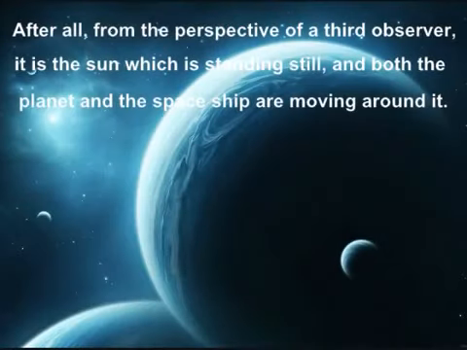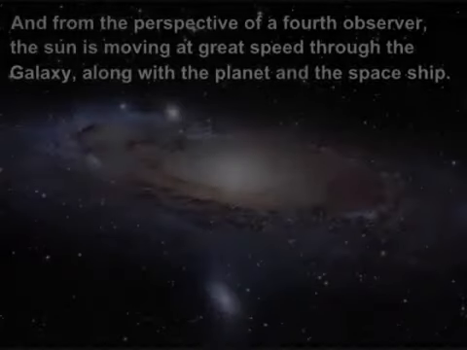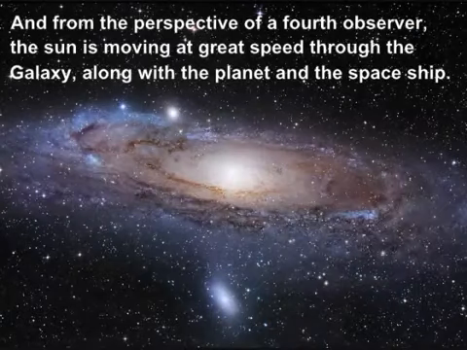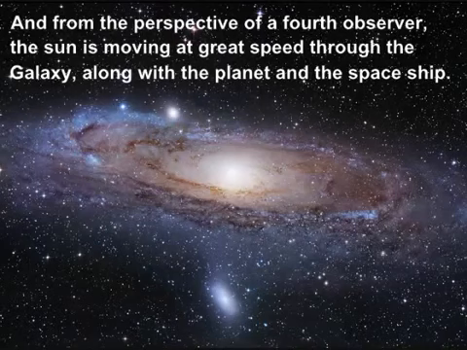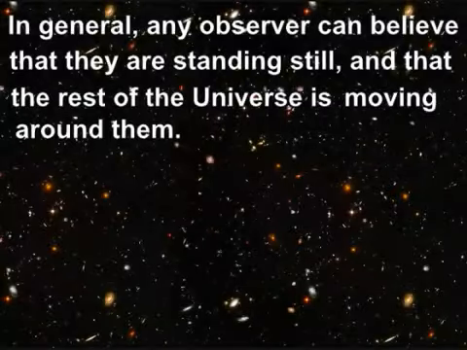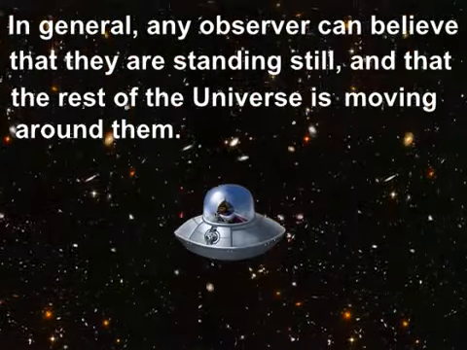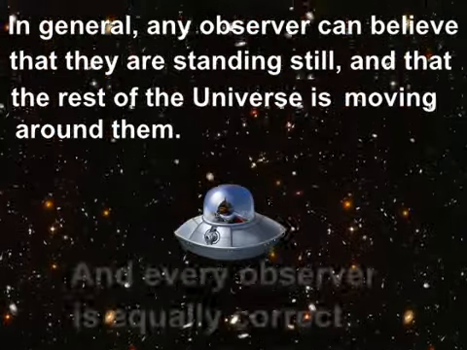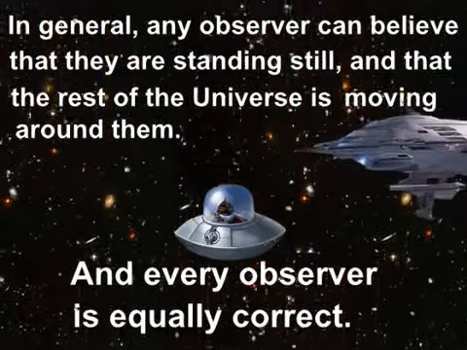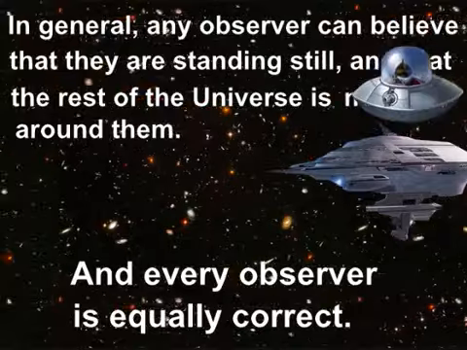After all, from the perspective of a third observer, it's the sun which is standing still, and both the planet and the spaceship are moving around it. And from the perspective of a fourth observer, the sun is moving at great speed through the galaxy, along with the planet and the spaceship. In general, any observer can believe that they're standing still, and that the rest of the universe is moving around them. And every observer is equally correct.